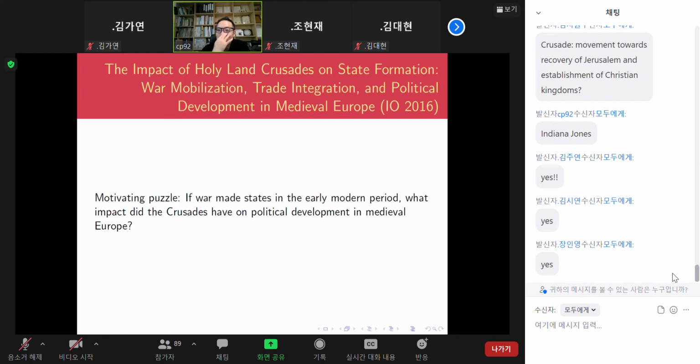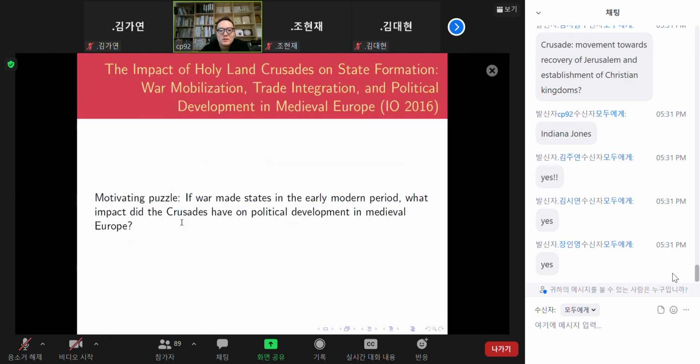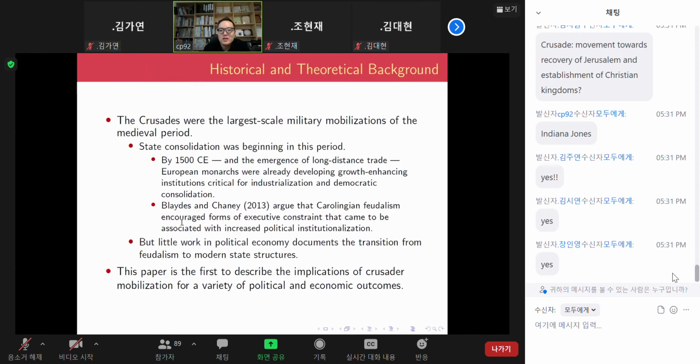Because before our paper, there was no empirical assessment of the effect of Crusader mobilization on different outcomes in Europe, and that's why we undertook this project, and it was very well received when it came out. So let me talk about it a bit. So the puzzle is the following. If war made states in the early modern period, what impact did the Crusades have on political development in medieval Europe? Okay. So the Crusades were the largest scale military mobilizations of the medieval period.